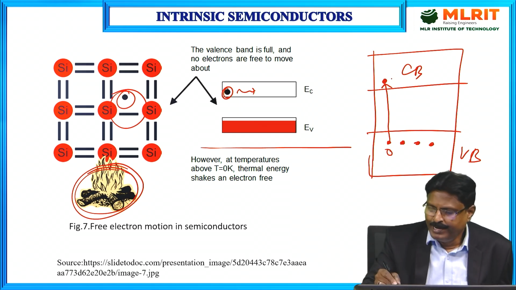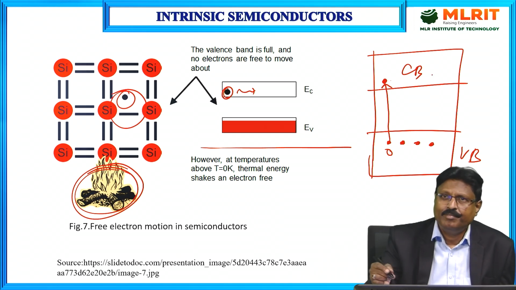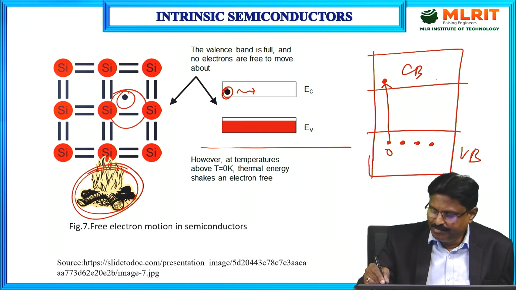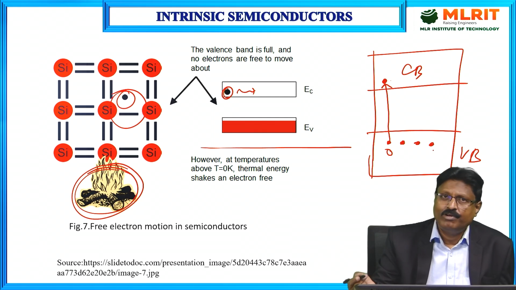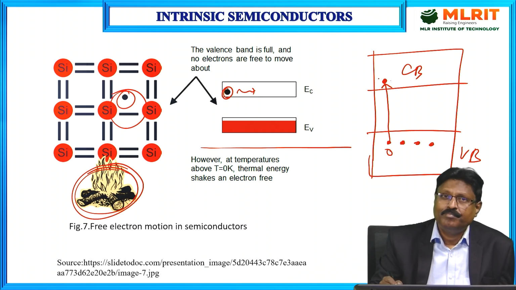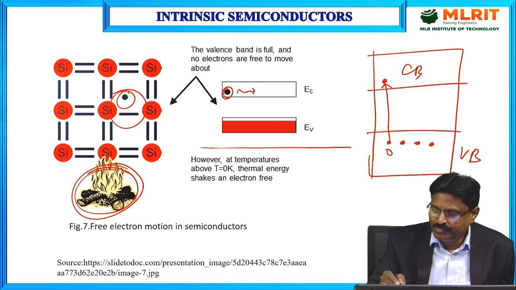And the electron will be wandering in the conduction band for some time, contributing to the flow of current, after which it will once again fall back to the vacant space in the valence band. That is called recombination, and this process is called electron hole pair generation. An electron is generated, which in turn creates a vacant space that is nothing but a hole.